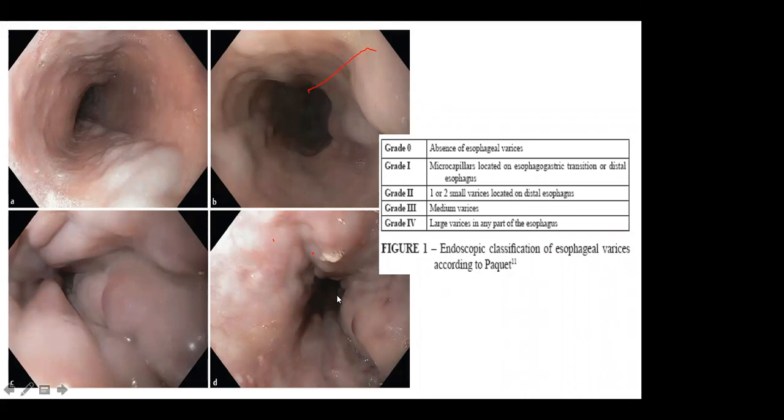And in this picture, I would like to show you something: this red spot is called the red spot sign, and this white one is called the white nipple sign, and all of this is a sign of recent hemorrhage.